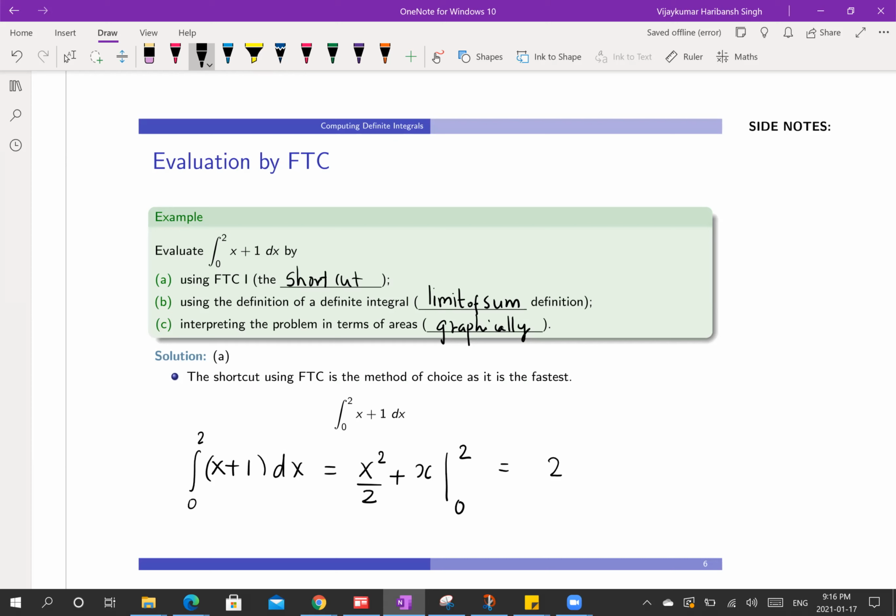That is going to be 2 squared by 2 plus 2, after substituting the upper limit. And then we have 0 squared by 2 plus 0. When you simplify this, it's going to be 2 plus 2, which is 4. So this is how we compute this using FTC, the fundamental theorem of calculus.